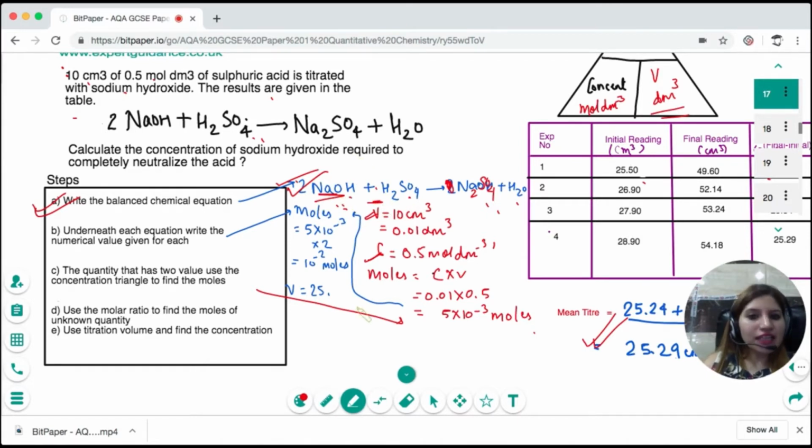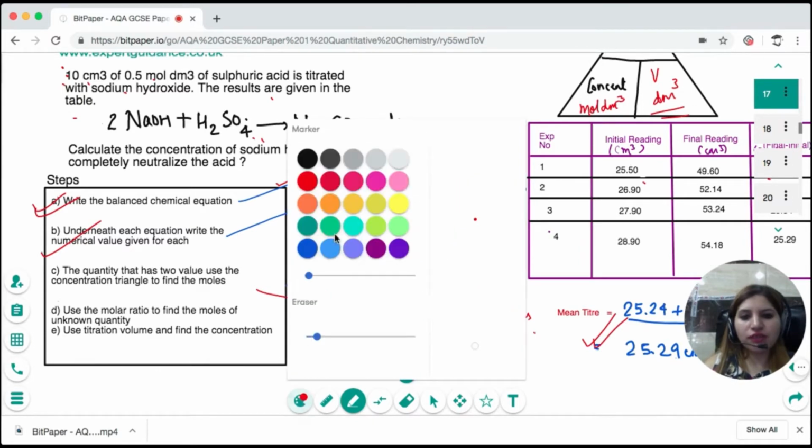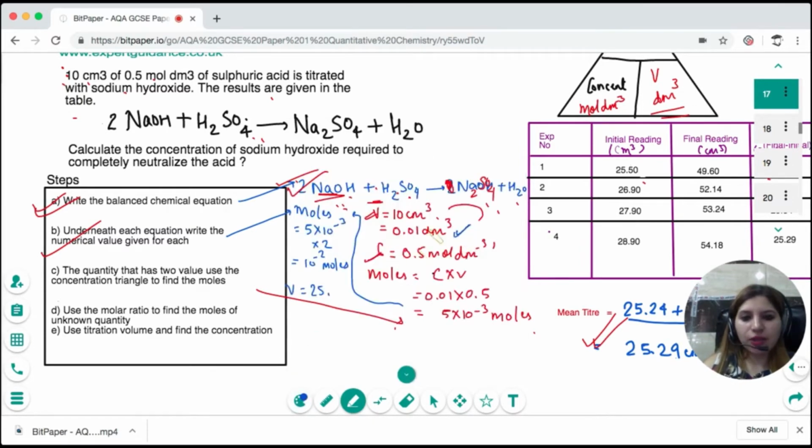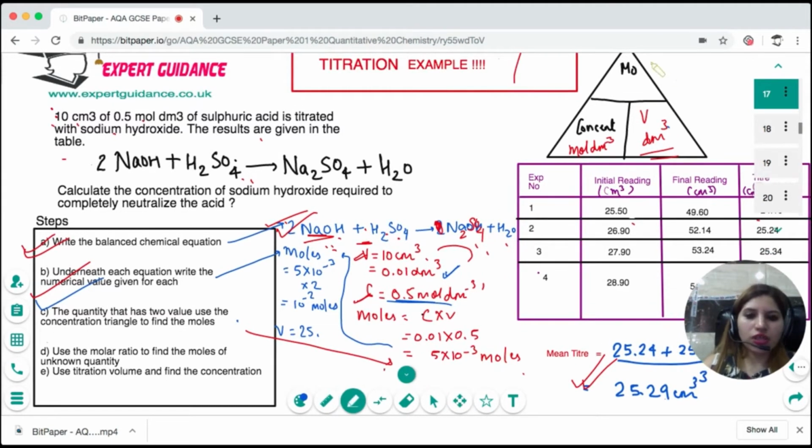Now, underneath each of them, write the information given to you. So for H2SO4, we have the volume of 10 cm³. And remember, I told you that the cm³ needs to be divided by 1000 to get the volume in dm³. And the concentration is given to you as 0.5. Now, for sulfuric acid, we have 2 values. So for the quantity that has 2 values, use the concentration triangle to find the moles. According to the concentration triangle, moles will be concentration times the volume. So we did 0.5 times 0.01, which gives us 5 times 10 to the power minus 3 moles of sulfuric acid.